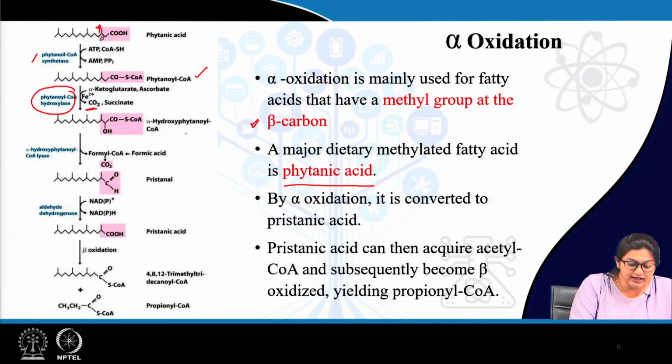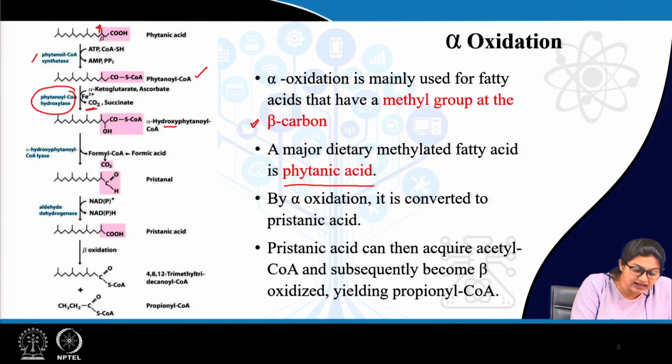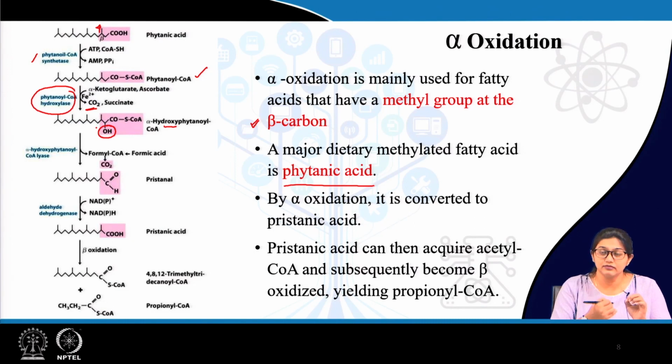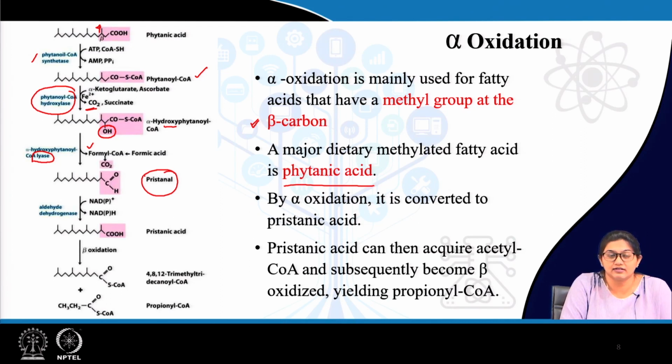Then we are getting hydroxyphytanoyl coenzyme A. So, this alpha carbon, you can see, is hydroxylated. With the help of the hydroxylase enzyme, there is decarboxylation as well as hydroxylation of the alpha carbon. Next, with the help of the enzyme lyase, formyl coenzyme A is released, forming pristanal. This is the aldehyde form, pristanal.